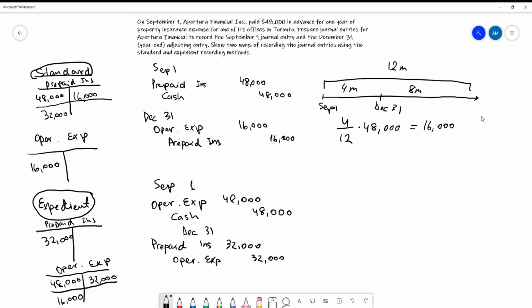As you can see, in both approaches the outcome is the same, where the prepaid insurance has a balance of $32,000 and the operating expense account has a balance of $16,000. So I hope this illustrates the two methods that you can use when doing adjusting journal entries for accruals or deferrals.